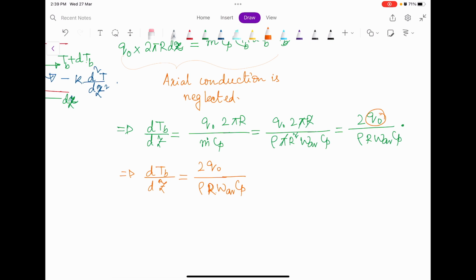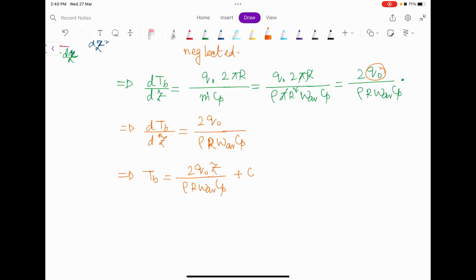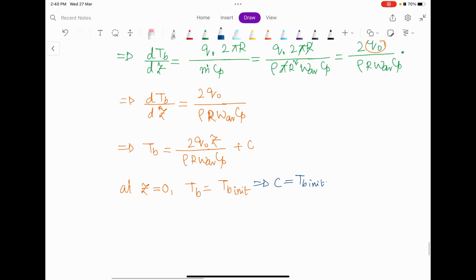so now if I integrate this, then I will have 2q naught z by rho r W average Cp, right, plus some constant. And how can I find the constant? So I have the boundary condition at z equal to 0, my Tb will be equal to the Tb initial, right. So then my C will be what? Here my C will be Tb initial, right. So then I am having my solution of Tb.